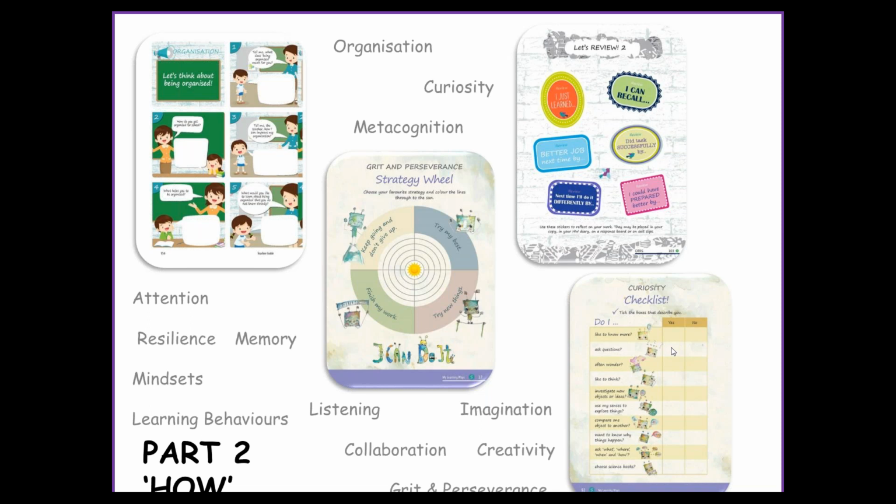And fourth class looks at attention and looks at learning behaviours needed for effective learning. Fifth class looks at memory and mindset, and sixth class looks at organisation and metacognition, with a view to equipping children with those skills for secondary school and moving on. There are other things in the My Learning Ways section.